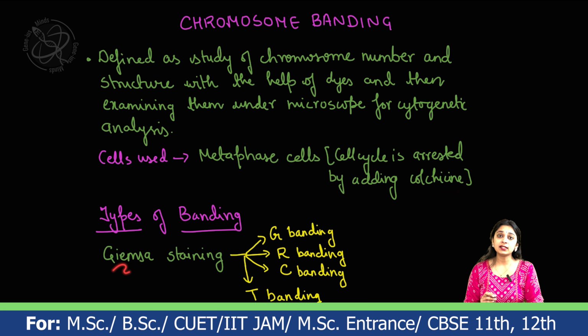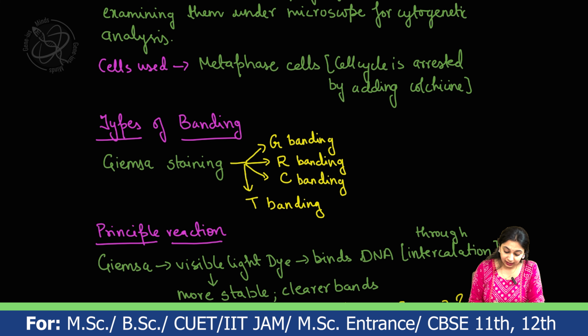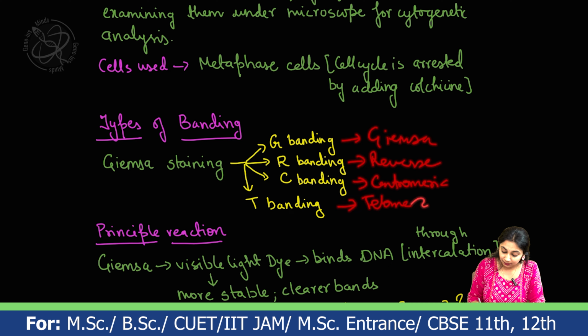Now, when we talk about the chromosome banding pattern, based upon the type of stain we are using, they are categorized into different categories. First we are going to take the stain known as Giemsa stain. Based upon the staining property of Giemsa stain, the bandings are categorized as G banding, which is Giemsa banding, R banding, which is reverse banding, C banding, which is centromeric banding, and T banding, which is telomeric banding.